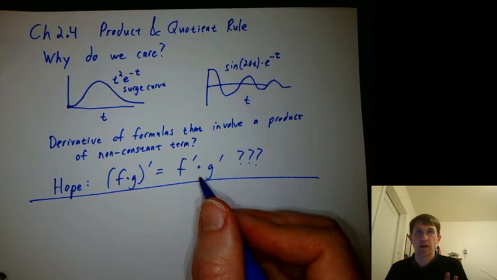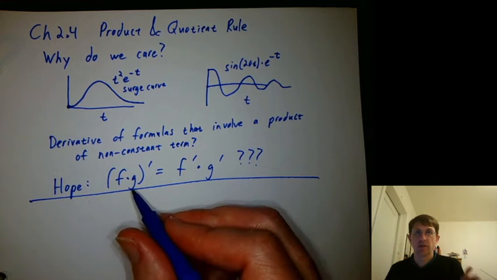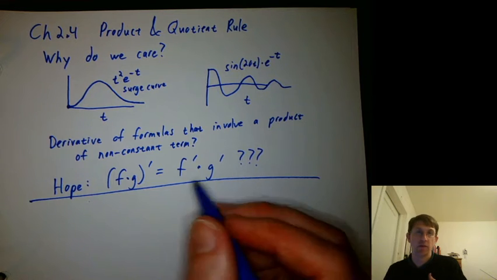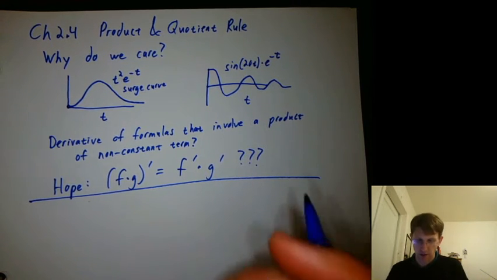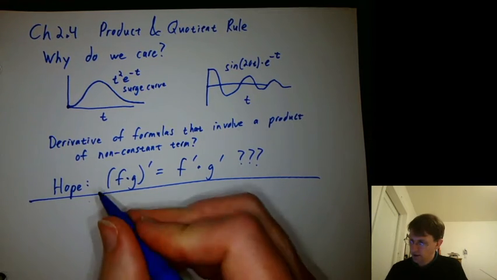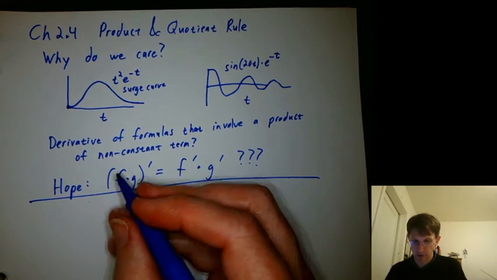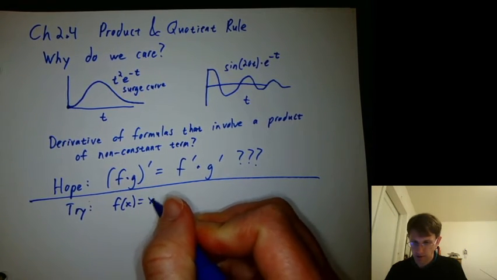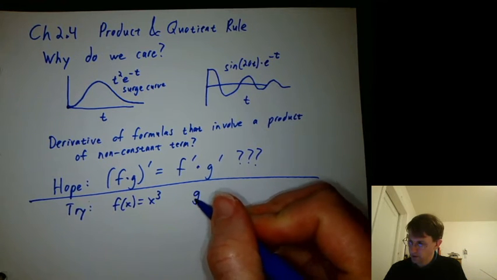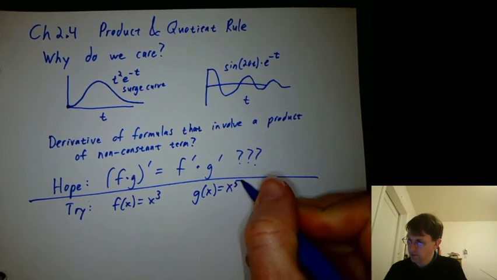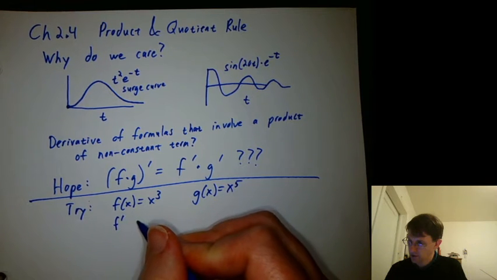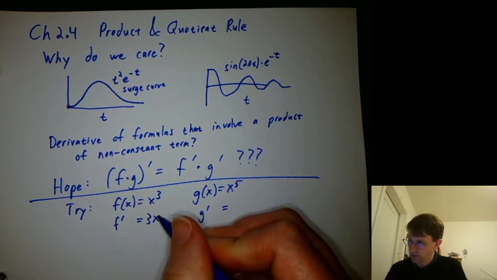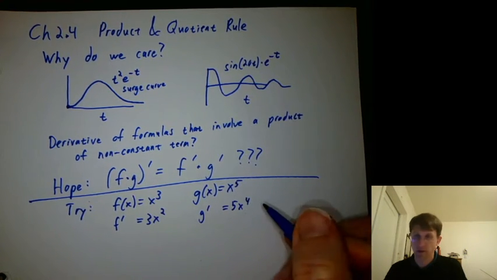You could go check that on Desmos: make up a function f and a function g, take the derivative of their product, take their derivatives individually and multiply them, see what you get. And I think I prompted you to do that in a different video. Let me try making something up that will be fairly simple. So let's try f of x equals x cubed, and g of x equals x to the fifth. Let's practice real quick. What is f prime and what is g prime? Hopefully you got 3x squared and 5x to the fourth.